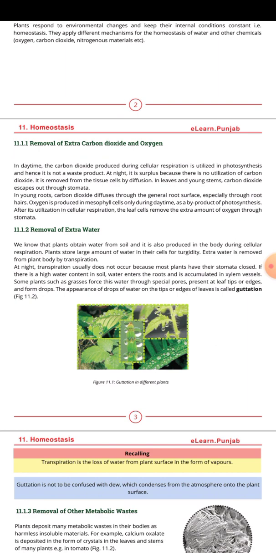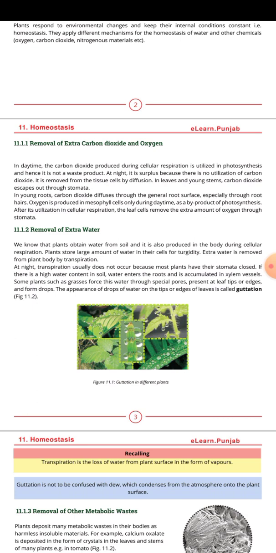In leaves and young stems, carbon dioxide escapes out through stomata. In young roots, carbon dioxide diffuses through the general root surface, escaping through root hairs. Oxygen is produced in mesophyll cells only during daytime as a byproduct of photosynthesis. After its utilization in cellular respiration, the leaf cells remove the extra amount of water through stomata.